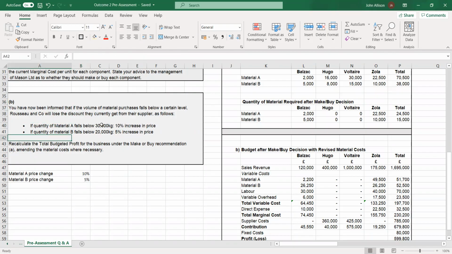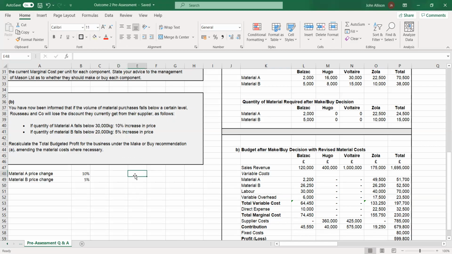If material A falls below 30,000 kilograms, there'll be a 10% increase in price. If material B falls below 20,000 kilograms, there'll be a 5% increase in price. And we've been asked to recalculate the total budgeted profit for the business, on the make or buy recommendation A, amending material costs where necessary.